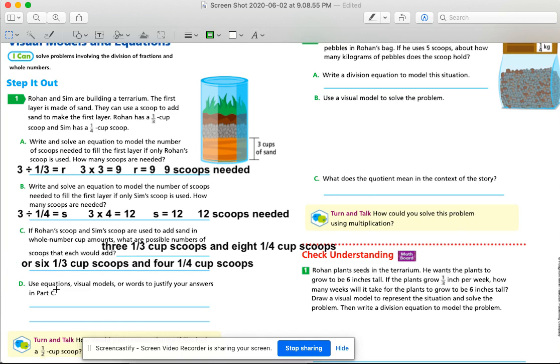All right, and part D, it wants me to use equations, visual models, or words to justify my answer for part C. So it wants me to prove, how does this work? Well, if I were to use an equation, let me get my writing tool again. So if Rohan adds 1 cup and Sim adds 2 cups, then we would have something that looks like this. I'm going to move this over so we can see.